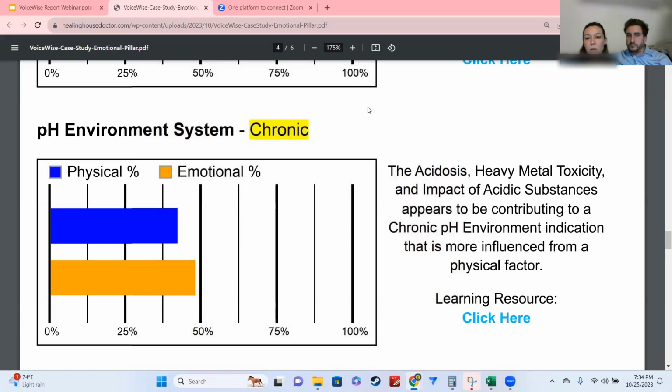So we have to be more diligent about helping our body to eliminate heavy metals on a regular basis, because metals can actually block the absorption of minerals. So again, those minerals come back into play. And then also the impact of acidic substances. What is an acidic substance?